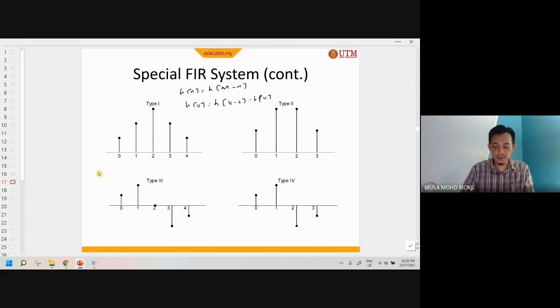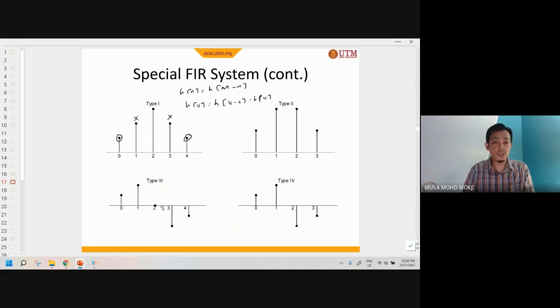So what does it mean? This one and this one are similar, and this one and this one are similar. This one doesn't have a pair, it is at the center. So then we can say that, okay, this is symmetric. The same thing goes here: h[0] equals h[3], and h[1] equals h[2]. Okay, symmetric.